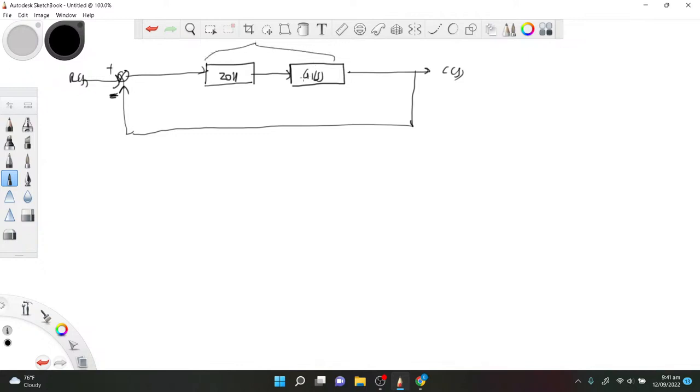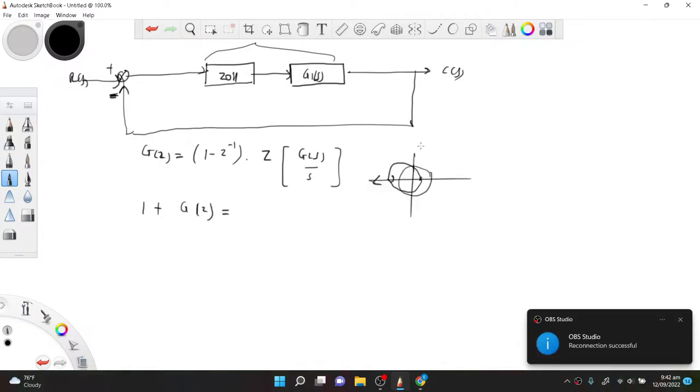We have 1 minus z to the minus 1 multiplied by the z transform of G of s over s. That gives me G of z. And then I can find my characteristic equation as 1 plus G of z.